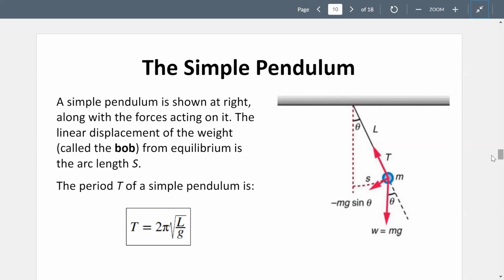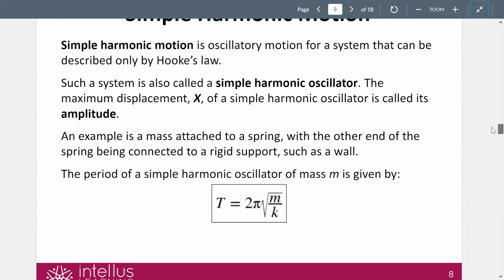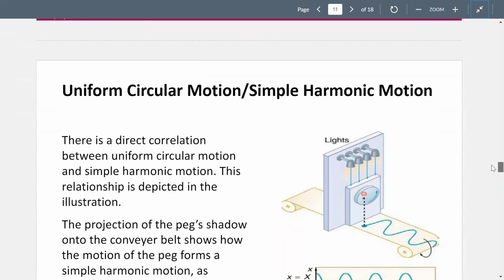So if we're dealing with a simple pendulum, which is another simple harmonic oscillator that exhibits simple harmonic motion explained by Hooke's law, the way we find its period is to take 2 pi times the square root of L over g. So you can see for a pendulum and for a mass on a spring, the formula for the period looks very similar, okay?